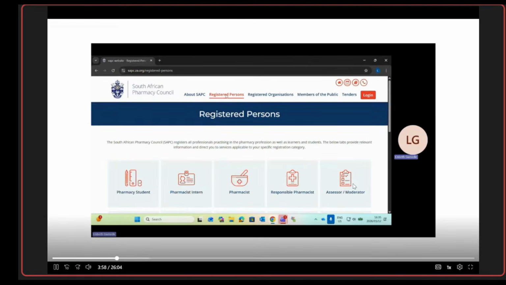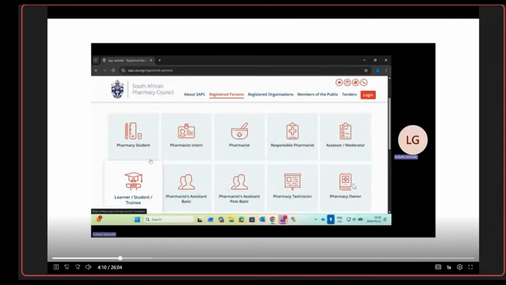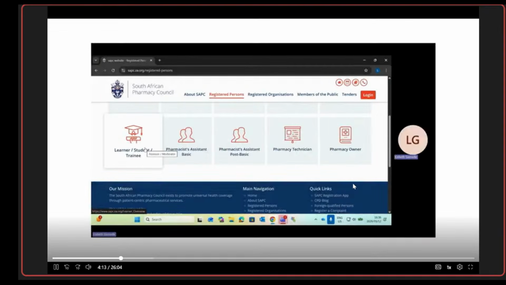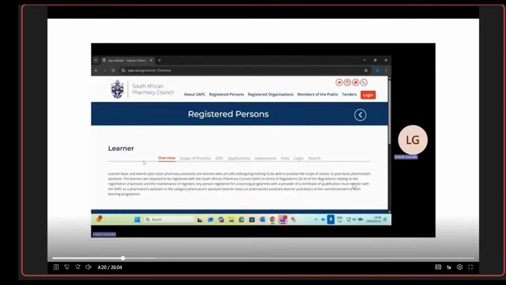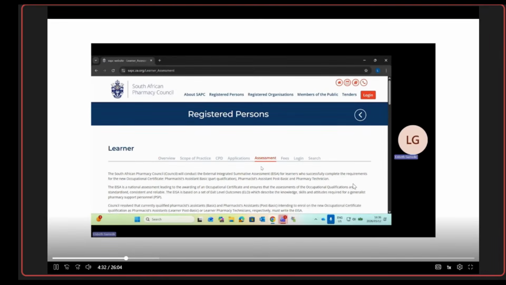When you click on registered persons, it will give you the different registers of people that we have. When you are on this page, you will see that after pharmacy student, there's learner, student, trainee. That is the role that you currently fall in. When you click on that one, you will see that it will give you the overview of the learner, the scope of practice of the learner, CPDs, applications, and what you are looking for is assessment. You will then click on assessment.